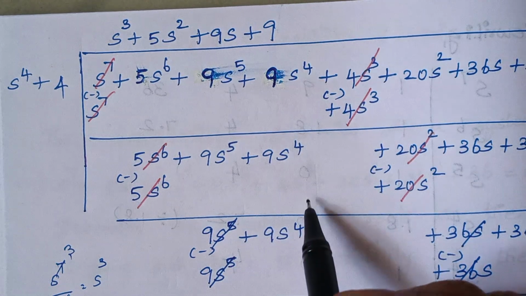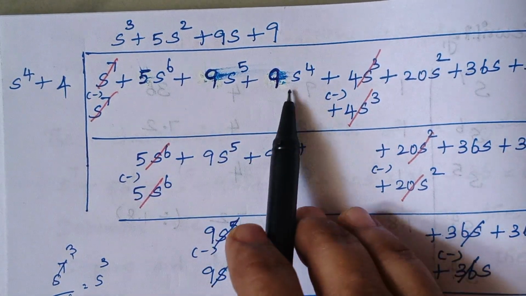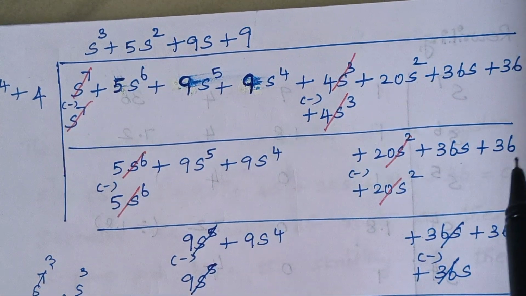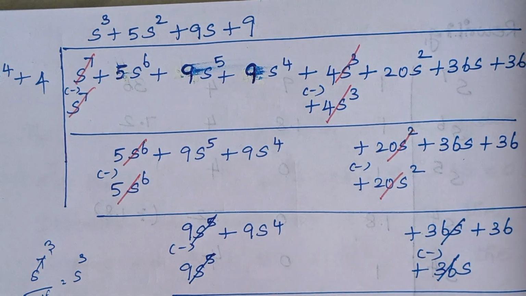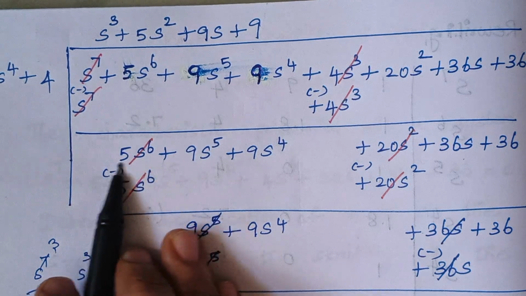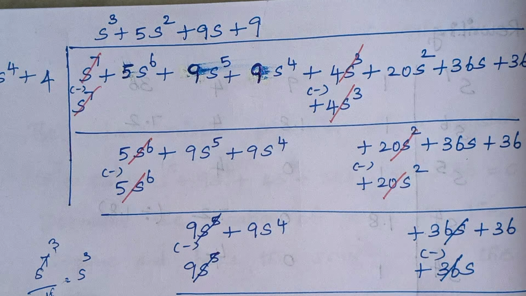Then write down the remaining terms here. So 5s power 6 plus 9s power 5 plus 9s power 4, and here plus 36s plus 36, right? So after writing this, again the same procedure, you just take the first term. That is, what is your first term? It is 5s power 6, right?